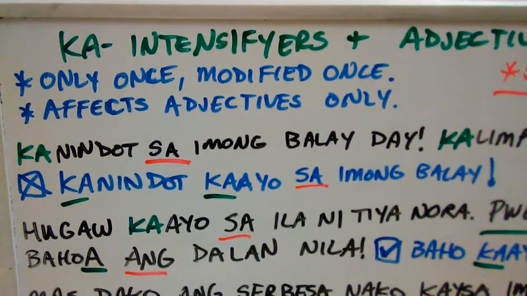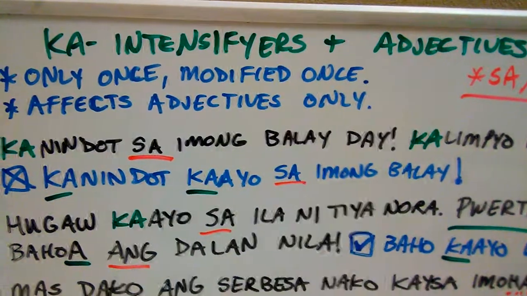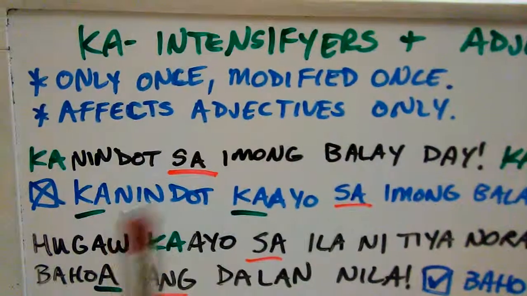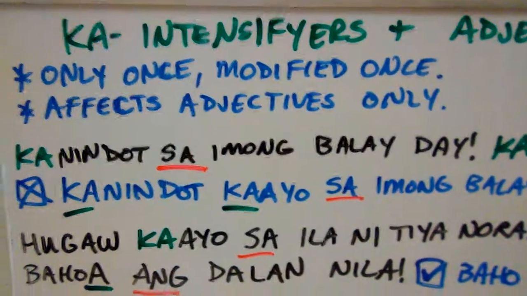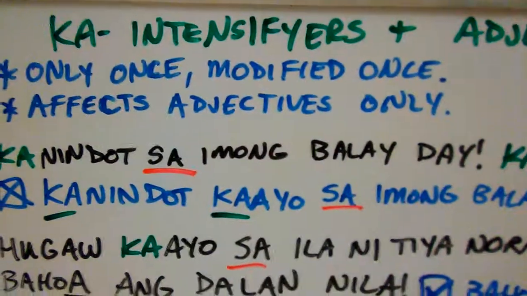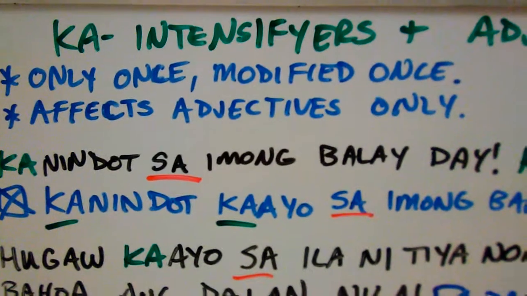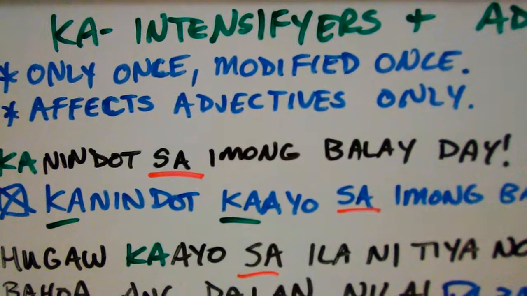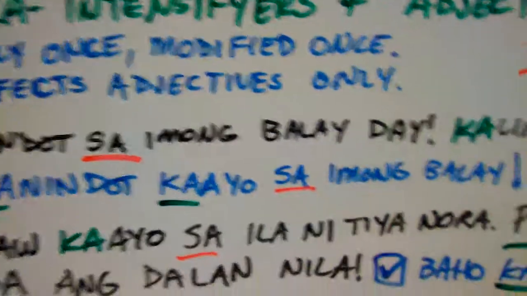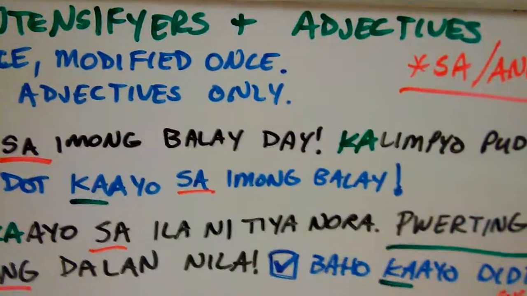So ka, we already know that ka can intensify the adjective by adding ka before the adjective. All right, but you can only do it once, right? It only intensifies the adjective once, and it only can modify the adjective once. So if an adjective is already modified, you cannot use ka. Well, that means if it's being modified by something else or another ka in the sentence, and you'll see through the examples. It affects adjectives only, and you'll also see through the examples that adjectives are solely involved with this ka prefix, right? And here is a reminder with the specificity, right? The sa and ang, all right? I'm not gonna go over that.